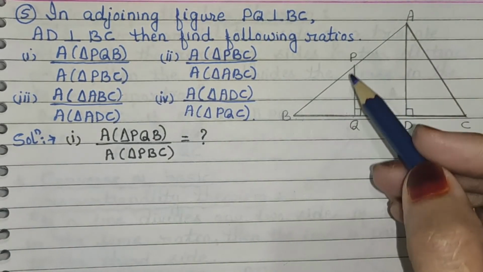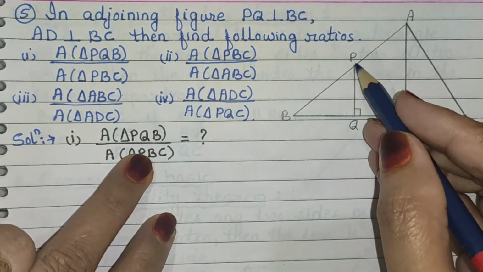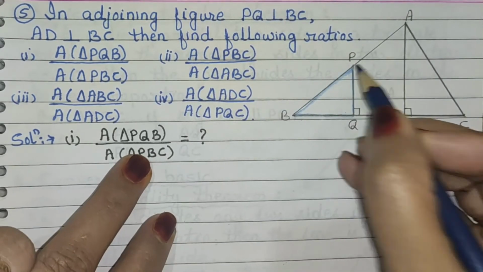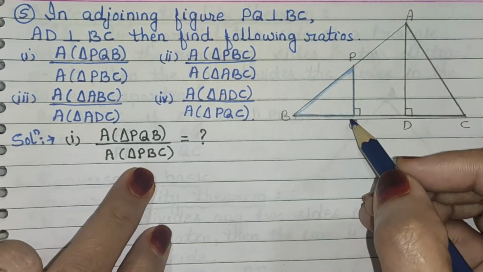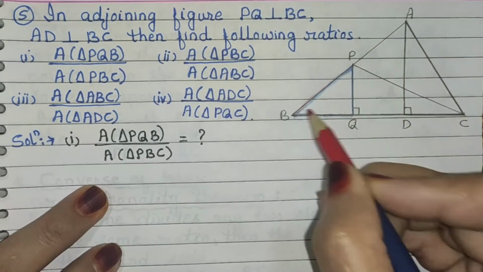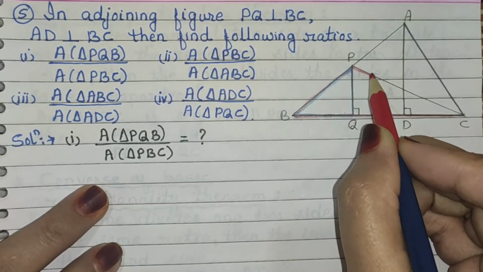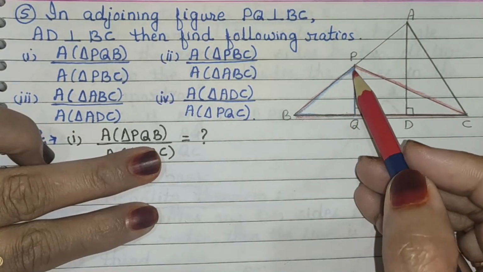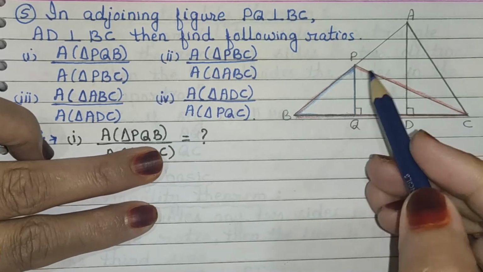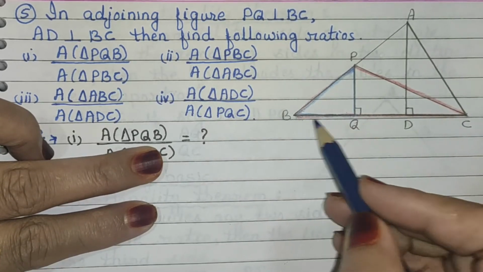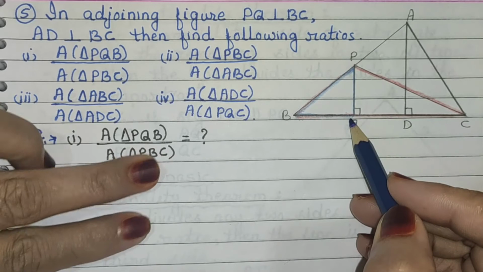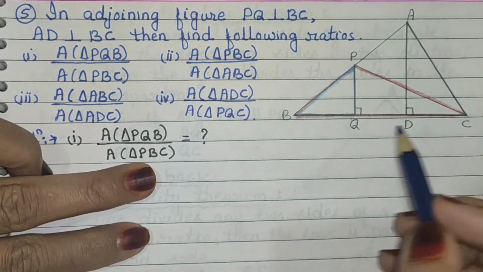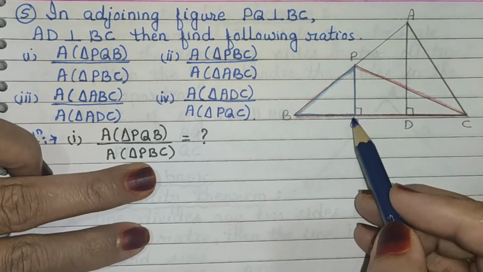Now look at the triangles here. First triangle is PQB. Base is BQ and height is PQ. And the next one is PBC. Base is BC and height is PQ.